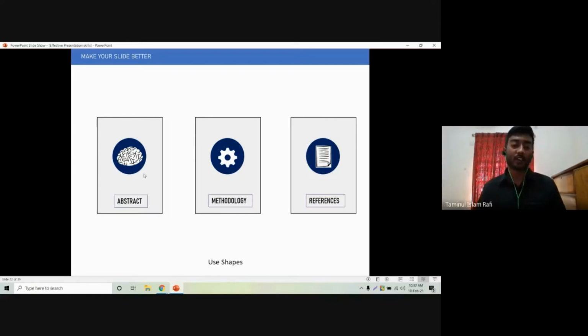Here I show the abstract, methodology and references. If I write abstract, methodology, references on the slide as bullet points, then you are not getting interest, but it looks very good when I'm using shapes. So you can also use shapes in your presentation to make your slide better.